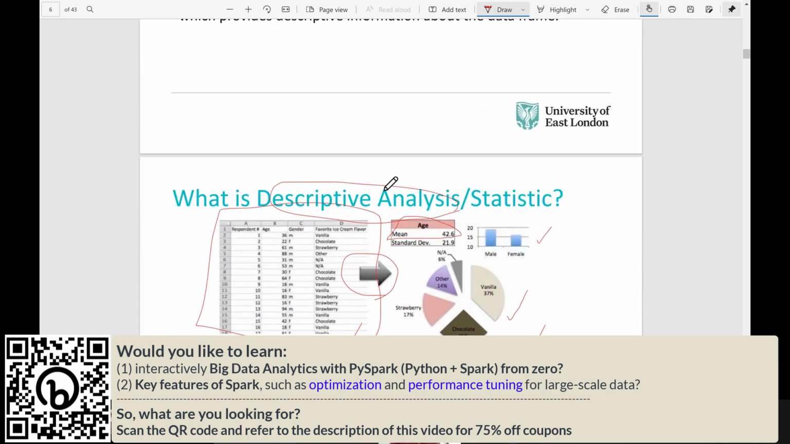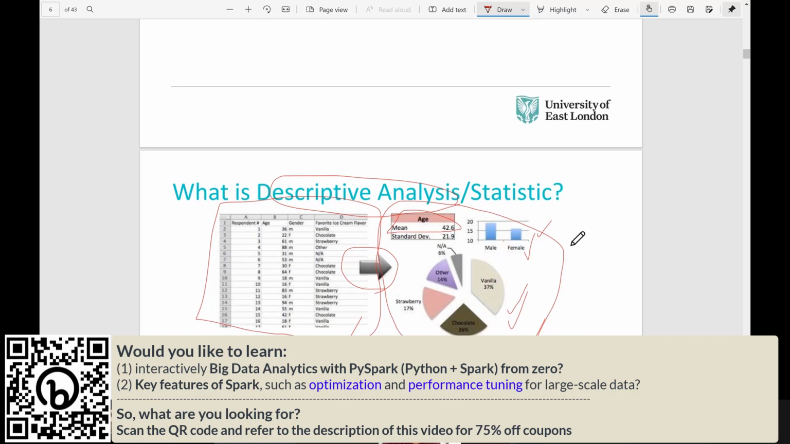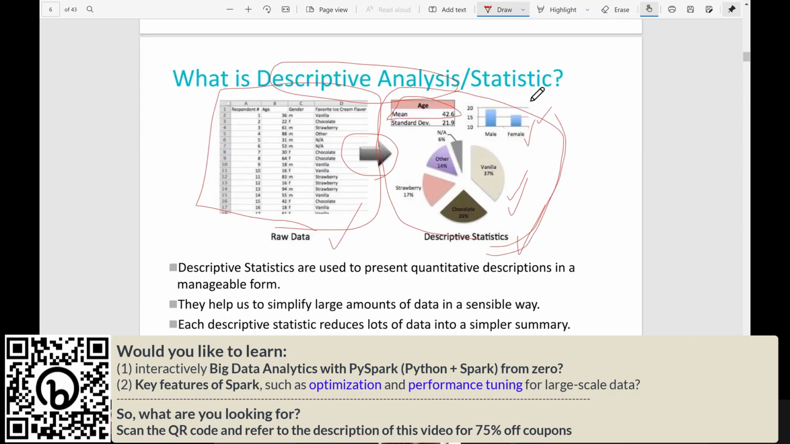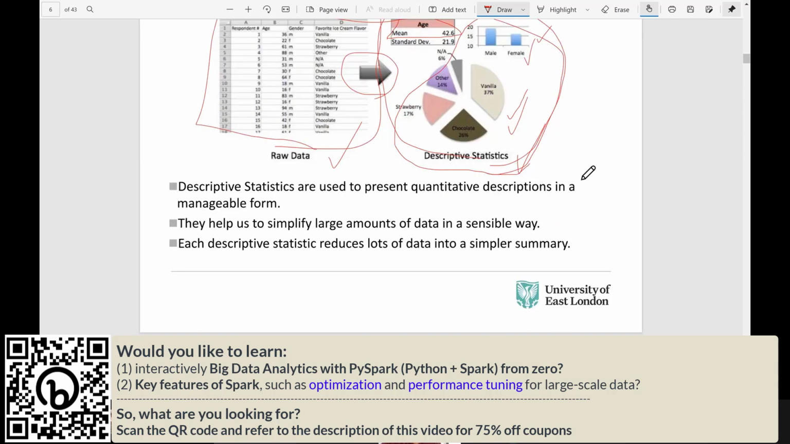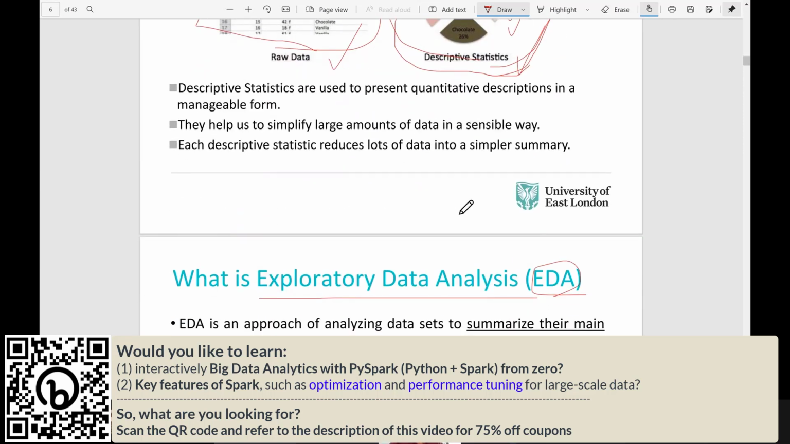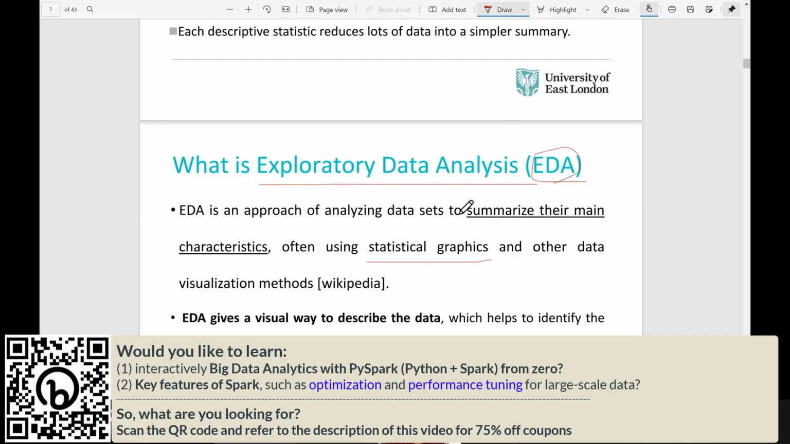For both of them, as you can see here, we use plots, like this is a plot and this is a plot, right? These plots are also based on descriptive statistics or descriptive analysis. But for this bunch of visualizations using graphs, there is a new keyword, EDA. It is just a new keyword, but both of them do the same job.